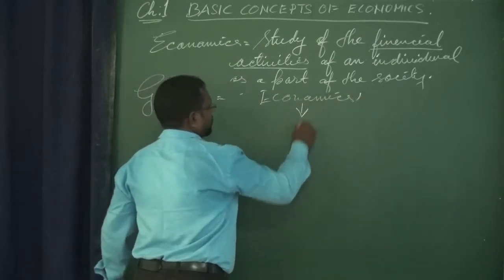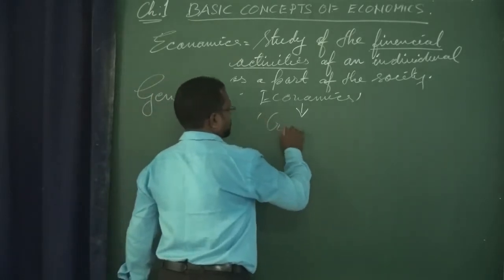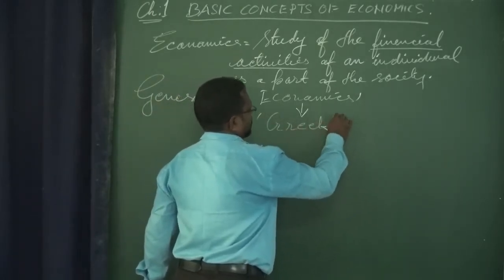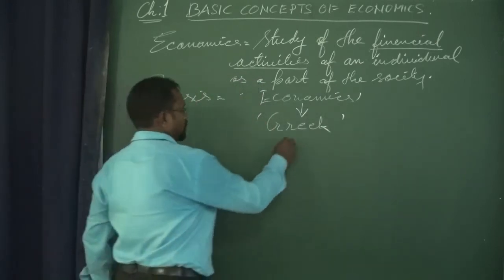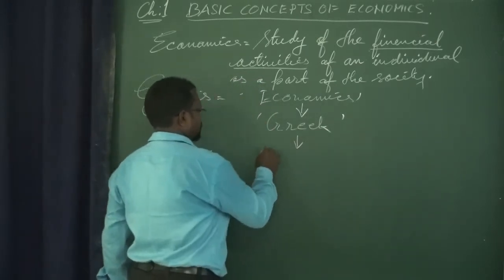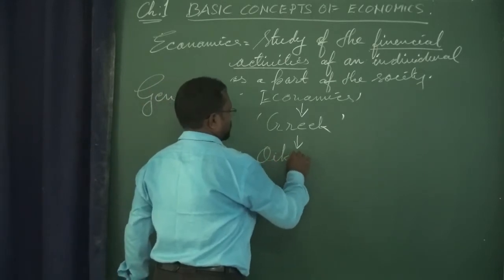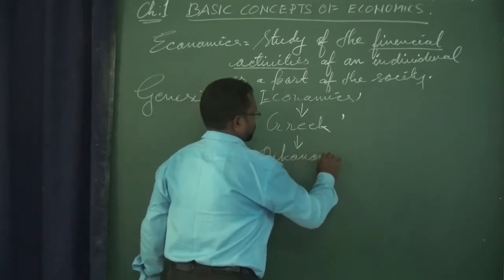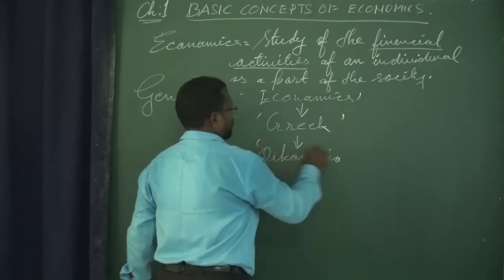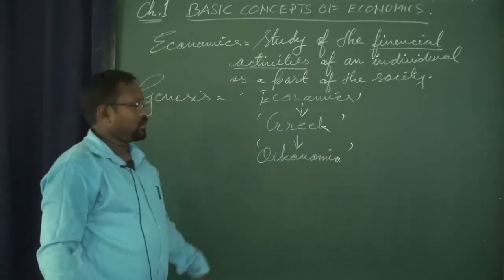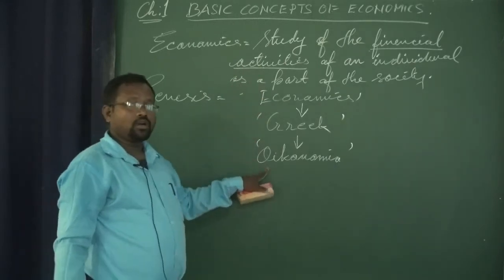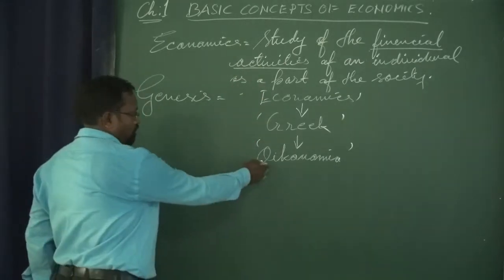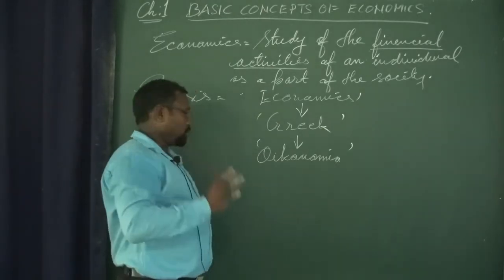it comes from the Greek word. And what is the word? The word is oikonomia. Economics comes from the Greek word oikonomia, and oikonomia is derived from two words.